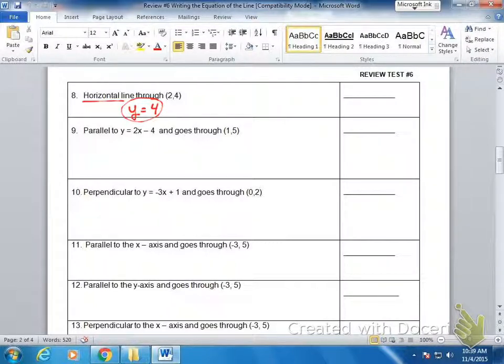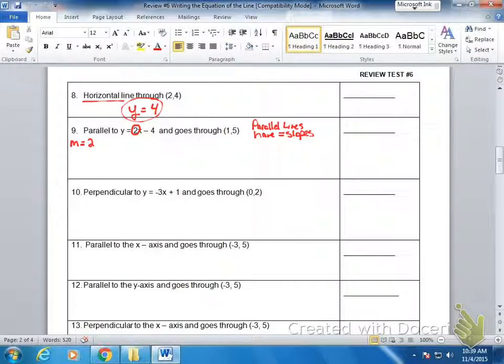Now the next ones, we're talking about parallel and perpendicular, and you've got to remember, when lines are parallel, I'm going to write it right here, parallel lines have equal slope. So if I have a line that's parallel to y equals 2x minus 4 and goes through point 1,5, I need to recognize that I'm going to use the exact same slope. The slope in this one is 2, so the slope I'm going to use is also 2.